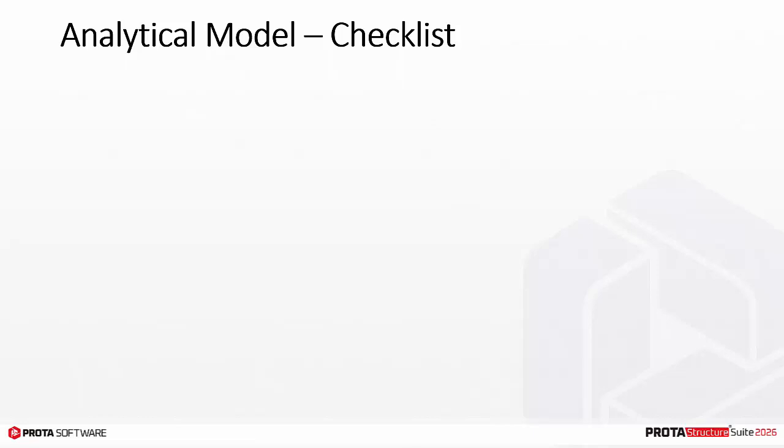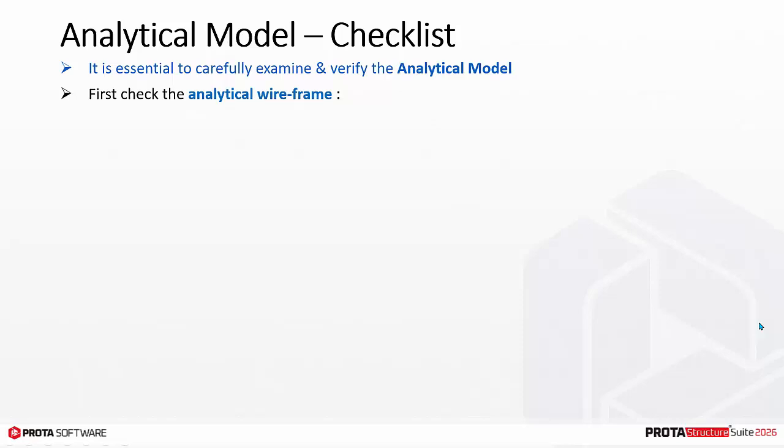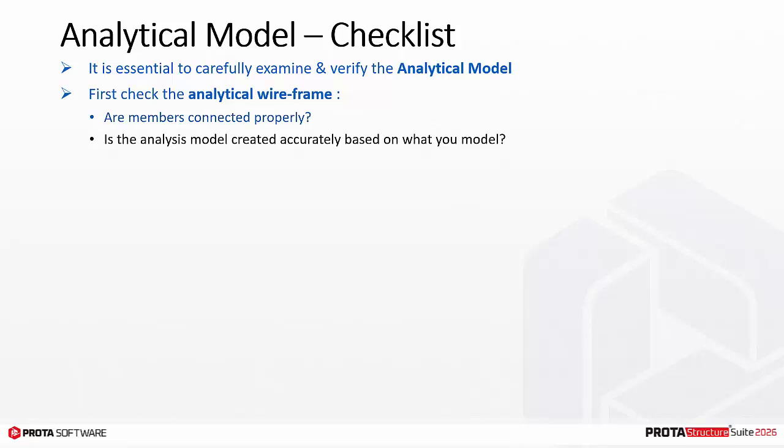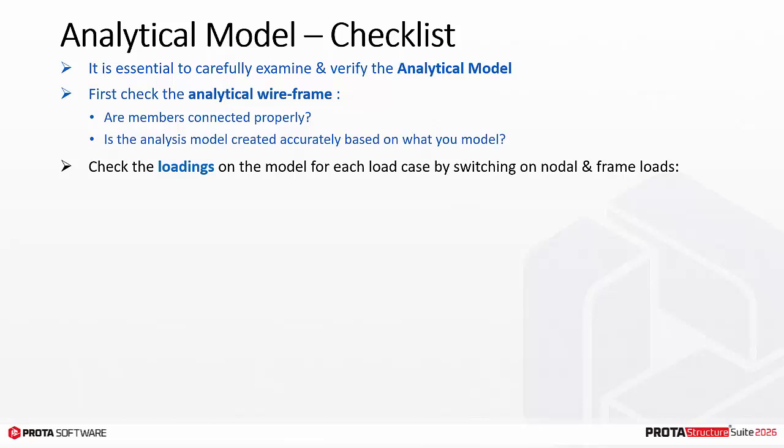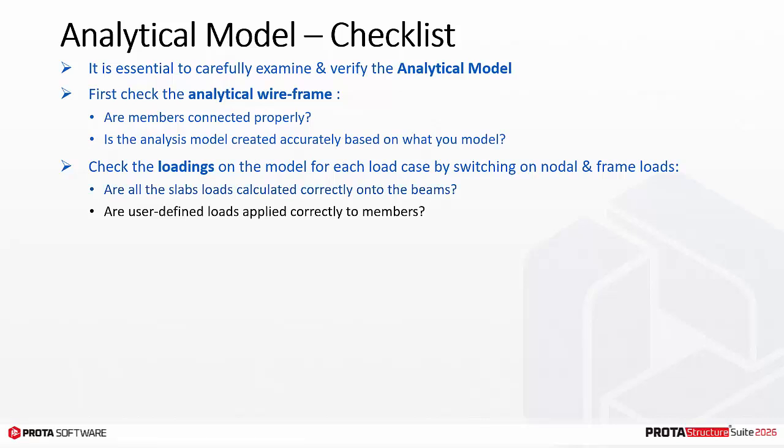It is essential to carefully examine and verify the analytical model. First, check the analytical wire frame. Are members connected properly? Is the analysis model created accurately based on what you model? Check the loadings on the model for each load case by switching on nodal and frame loads. Are all the slab loads calculated correctly onto the beams? Are user-defined loads applied correctly to members? Are all the lateral loads, for example, notional and wind loads, applied correctly?